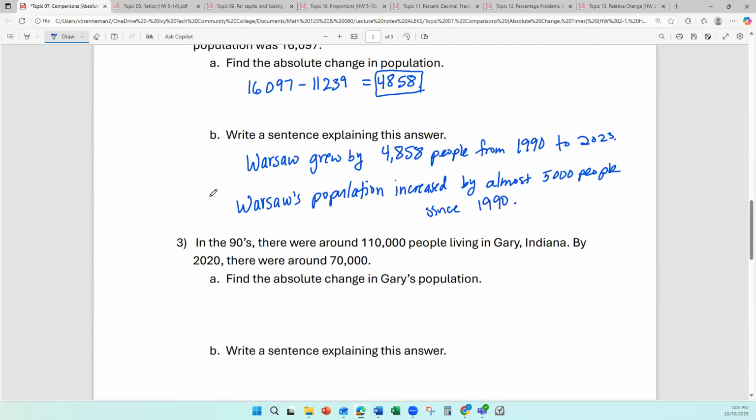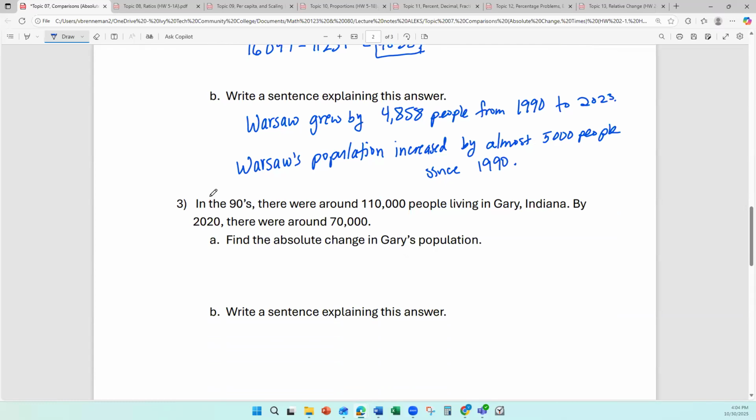And then number 3, looking at Gary from the 90s to 2020, 110,000 people in the 90s, 70,000 in 2020. So here we have a decrease in population. So the absolute change would be expressed probably as a negative number. Just watch for what your instructor asks for on that. It may or may not want the negative. But this would be 110,000 minus 70,000, or technically to get the negative, you take the new value minus the old value. So 70,000 being the newer minus 110,000 gives the negative. But either way, it comes out 40,000.